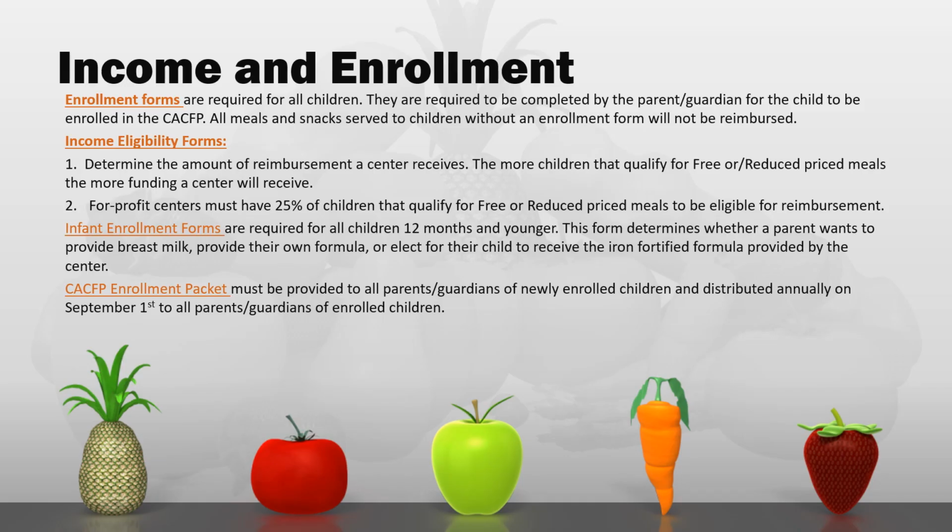The following forms are critical in the CACFP. The income and enrollment forms must be completed annually by all enrolled participants, parents, and/or guardians. Your infant enrollment forms are required for all children 12 months and younger. This form determines whether a parent wants to provide breast milk, provide their own formula, or elect for their child to receive the iron-fortified formula provided by the center. The CACFP enrollment packet must be provided to all parents and guardians of newly enrolled children and distributed annually on September 1st to all parents and guardians of enrolled children.